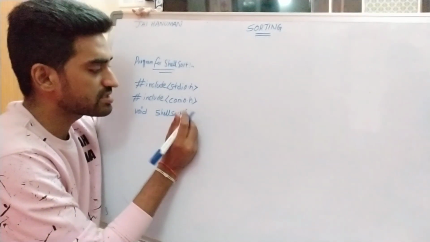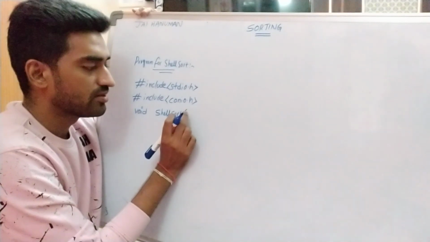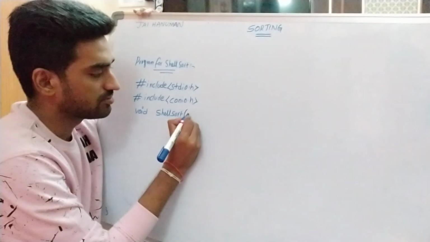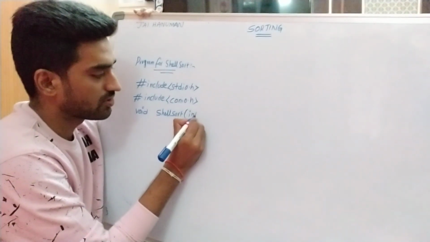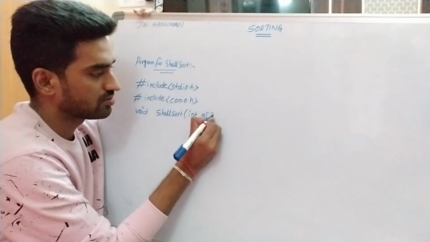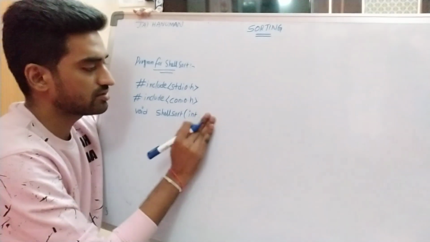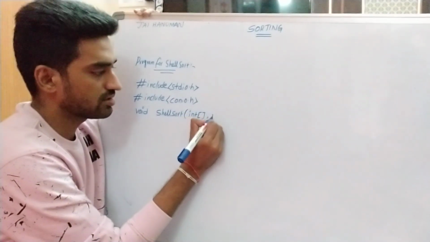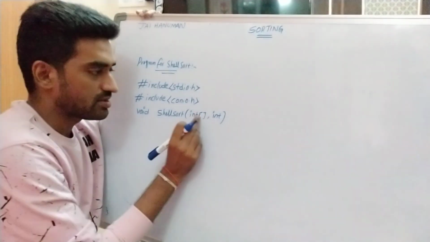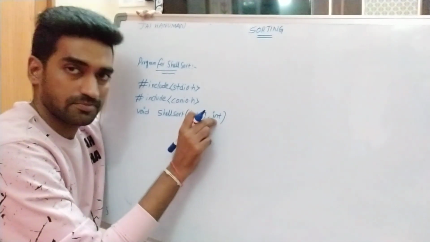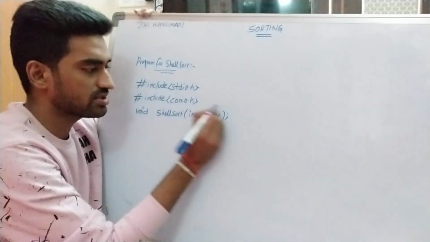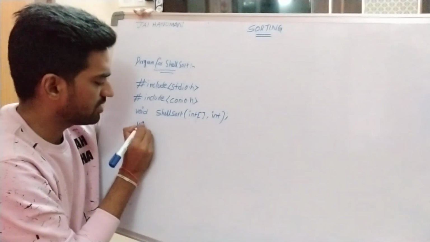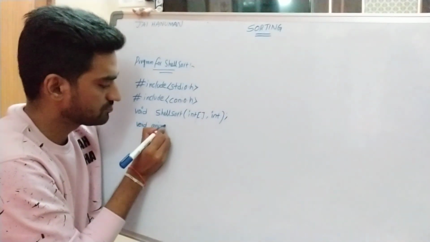In this I am passing two arguments. One argument is for the array and one argument is for n. Here we are just passing the data types. So this argument is for the array, and this argument is for the n value. This is the function declaration. After writing the function declaration, I am writing the main function, void main.